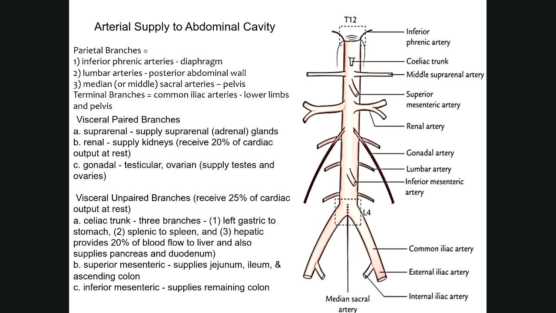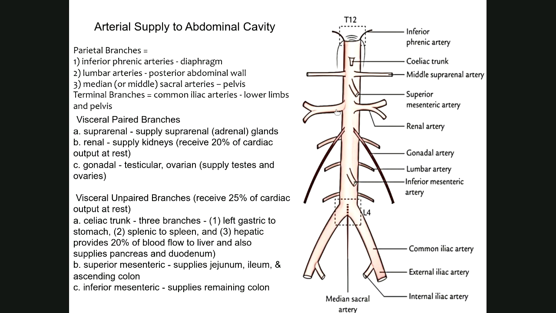So when we divide the supply to the abdominal aorta, we divide it up into parietal branches, which will include the inferior phrenic artery going to the diaphragm. Here's the lumbar arteries. They're going to the posterior abdominal wall, and the median sacral artery going to the pelvis. The terminal branches of the abdominal aorta include the common iliac arteries. Then we've got the visceral paired branches of the abdominal aorta.